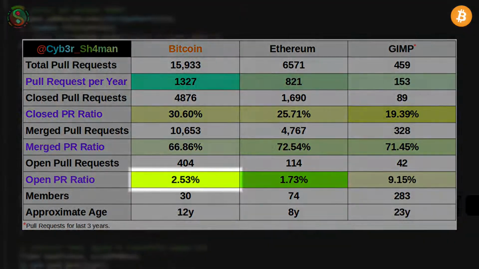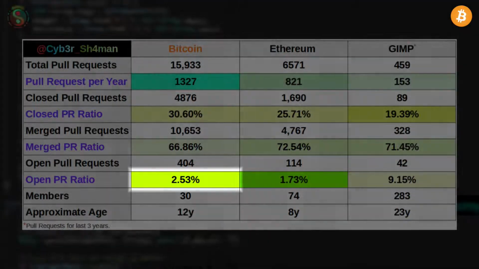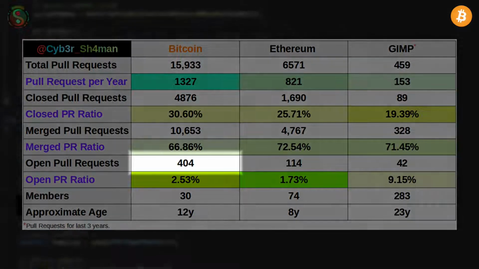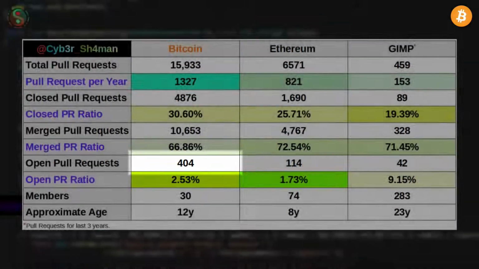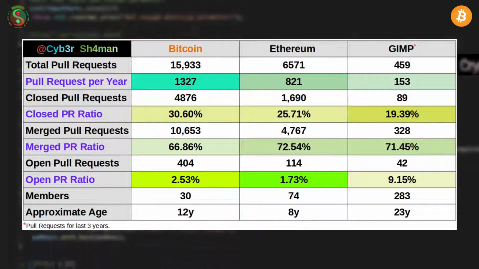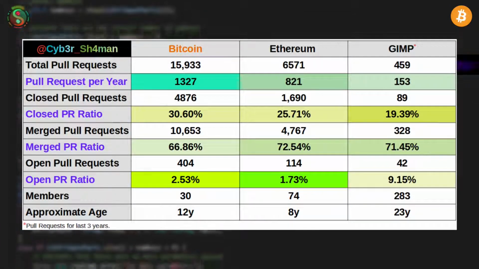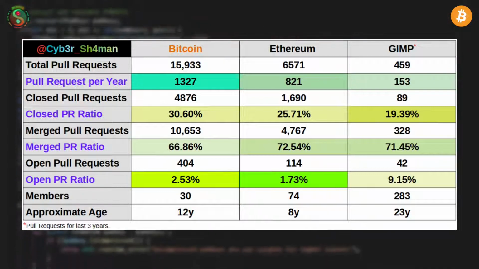But the open pull request ratio being as low as 2.5%, while the open pull request count is more than 400 and high, is the indication of an active development team, and a matured project with an active community at the same time.